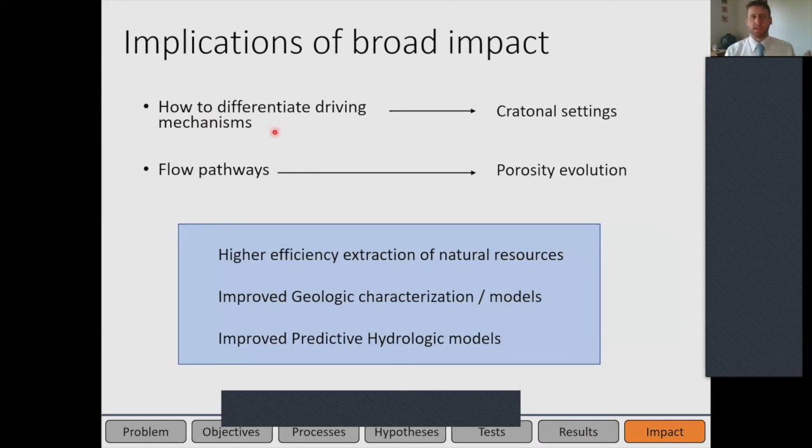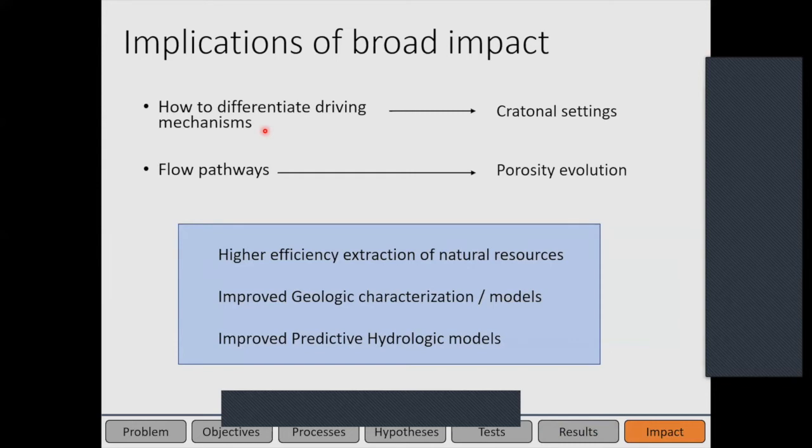So the impact: differentiating these driving mechanisms, being able to identify when it is this mechanism versus when it is another, will really be portable to other cratonal settings that are similar. And then we look at flow pathways. Understanding that means you understand porosity evolution.